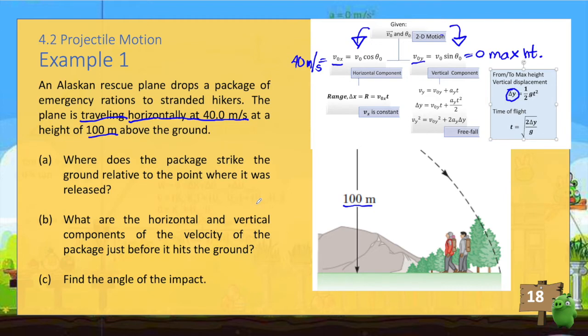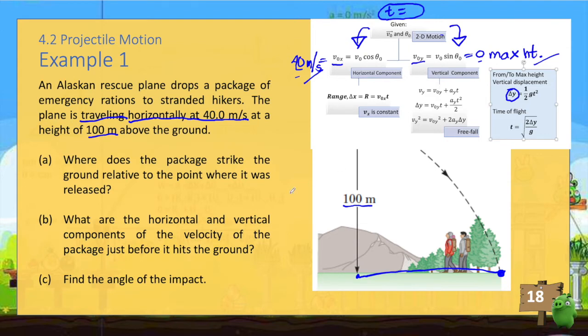Where does the package strike the ground relative to the point where it was released? So, we're asking for this one. Now, please remember, when it comes to projectile, the components don't have the same velocity, 0 and 40, but they all have a common time. They have the same time.